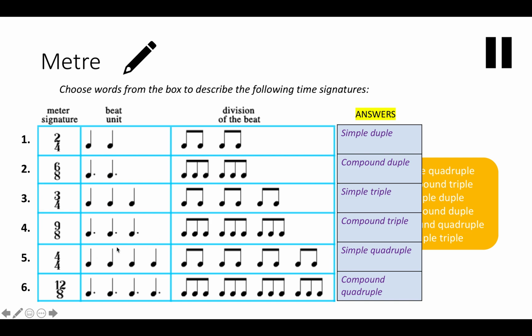You get the idea. 4 beats per bar, quadruple. Mark your answers there, and if you think it would be helpful to have in your notes, then write the key signatures next to your answers, because that'll help you when you look back at these notes.